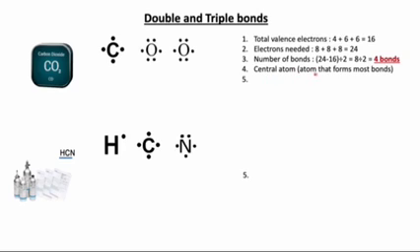The central atom is the atom that forms the most bonds. So oxygen has 2 free electrons that can make bonds. Lone pairs do not make bonds. So oxygen can make 2 bonds, whereas carbon has 4 free electrons, so it can make 4 bonds. So it can make the most number of bonds, thus it is our central atom. So we place it in the center.